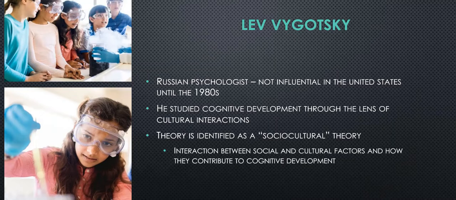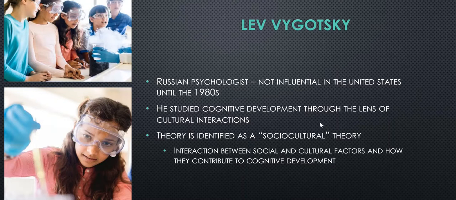He was a Russian psychologist, was not actually influential in the United States until the 80s, so actually relatively recently. His work was kind of discovered and brought over to the United States in the 60s, but really he didn't become influential. We didn't start really applying his theory or talking about it much. You didn't start seeing it in textbooks, etc., until the 80s or later.